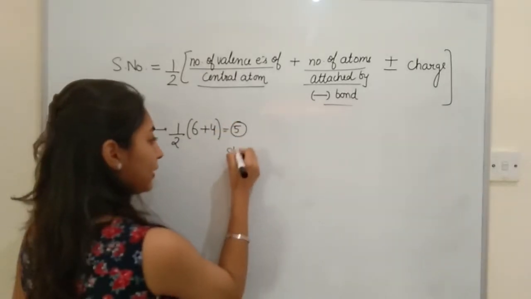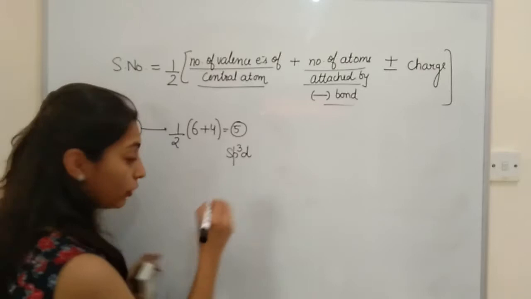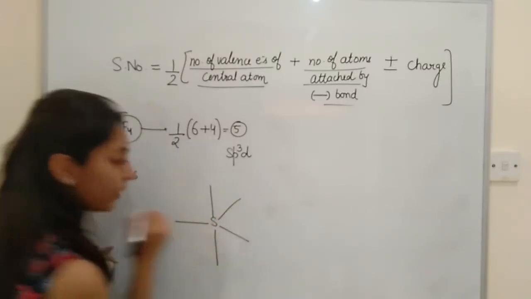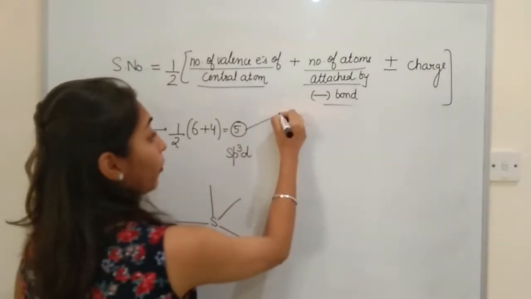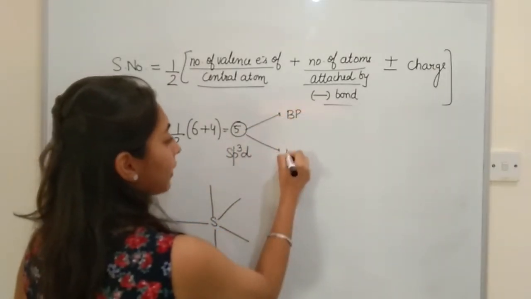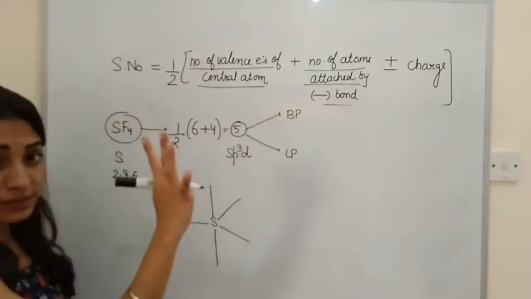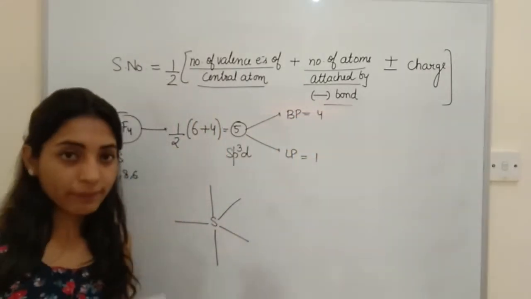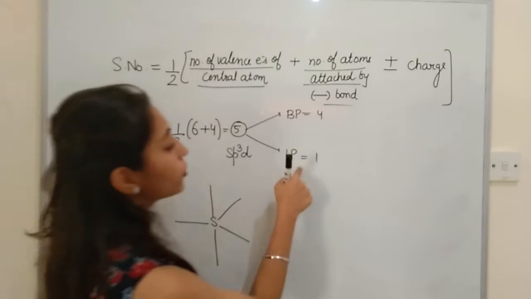5 means it is sp3d. So it should be this, right? Now, the problem is how many bond pairs and how many lone pairs? Bond pairs are just 4, lone pair is just 1. Okay. Now the question is, where should we keep the lone pair?